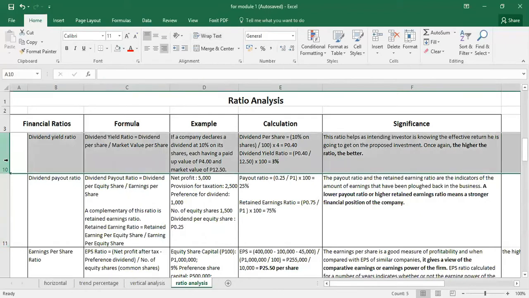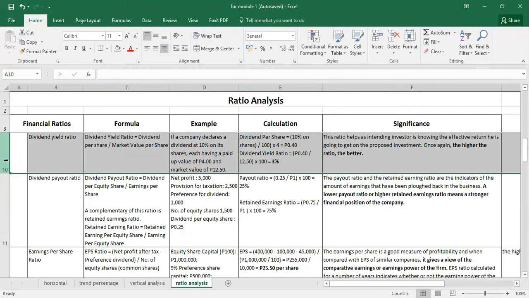So, ginagamit natin ang mga financial statements natin, ang mga FS natin to compare ang firm's performance sa other company. For example, Jollibee and McDonald's, yung mga ganyan, yung magkakapareho ng industry, magagamit natin. Saan ba ako mas magandang mag-invest? Sa Jollibee ba or sa McDonald's?